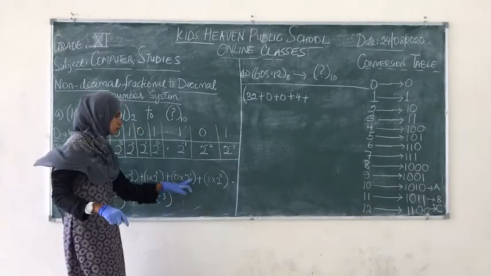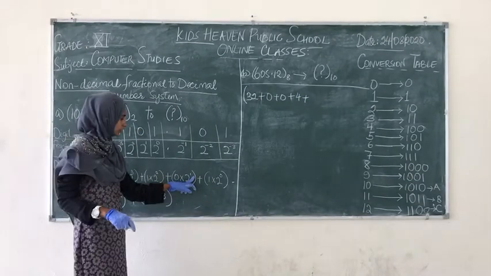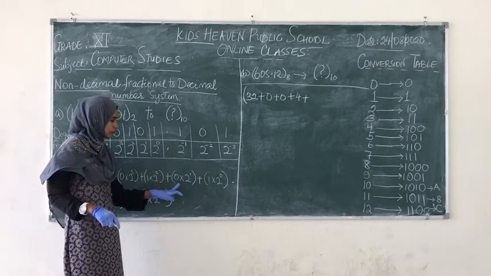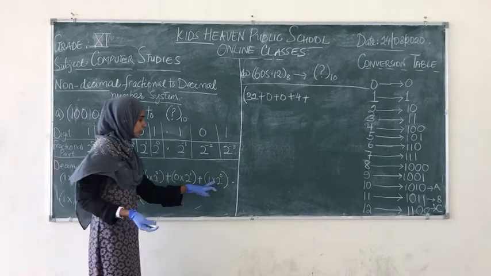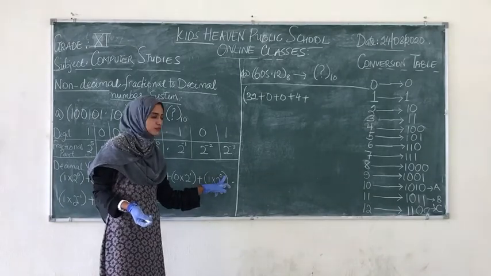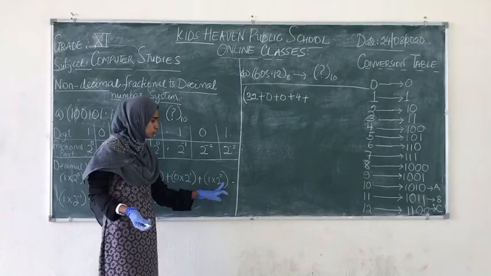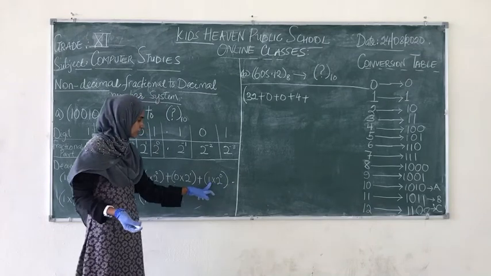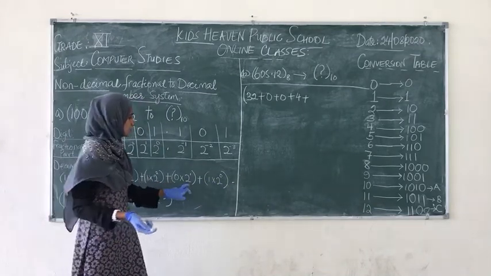Next we have 2 to power 1. That's 2 multiplied by 0, which is a 0. Then we have 2 to power 0. We know any number that has an exponent of 0 is equal to 1. So 2 to power 0, which is 1, multiplied by 1 is 1. So 0 and 1 here.